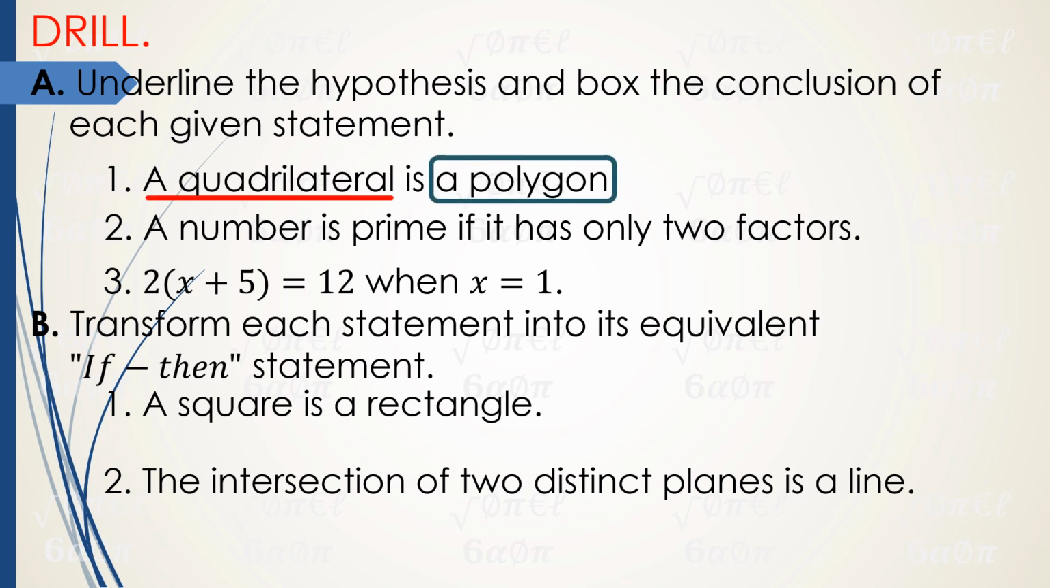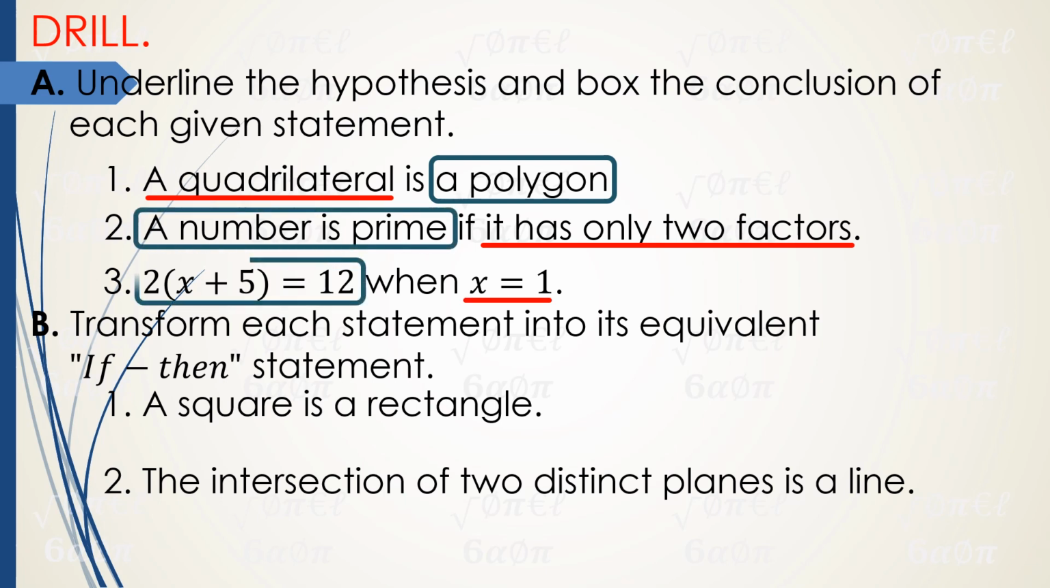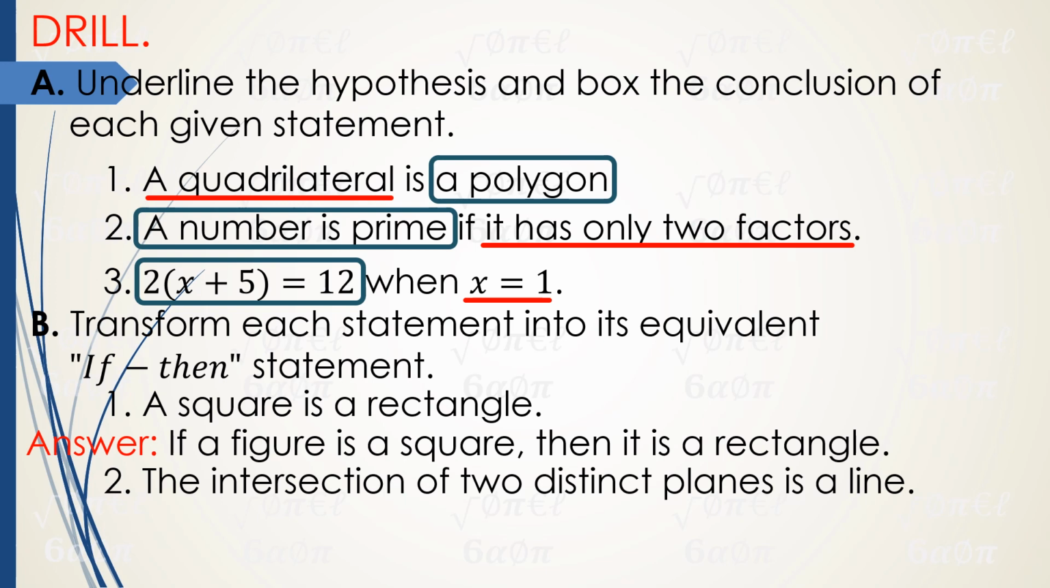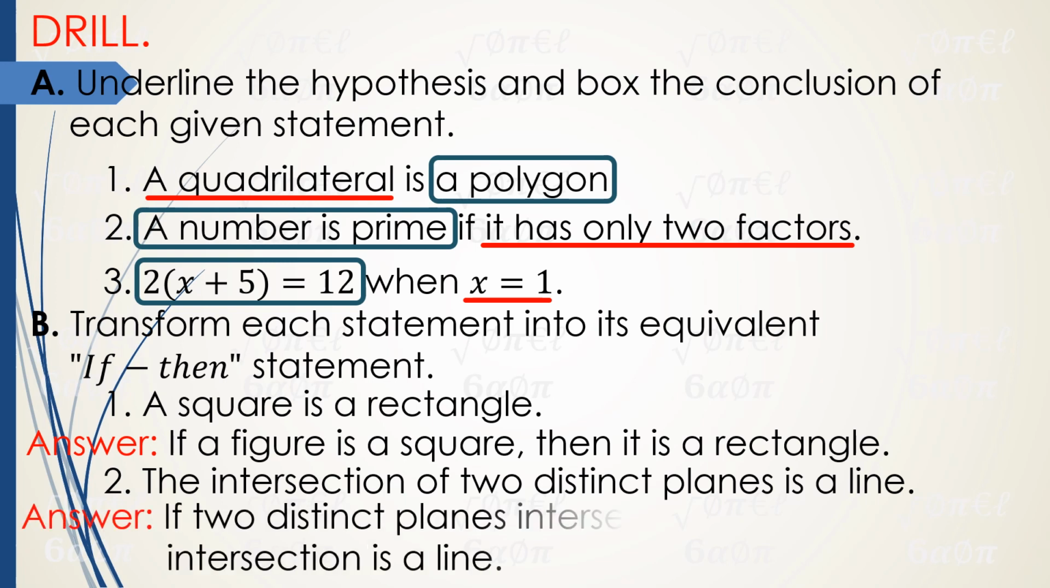Hypothesis and conclusion. Hypothesis, conclusion, hypothesis, and conclusion. For the if-then form, a square is a rectangle. So the correct answer is, if a figure is a square, then it is a rectangle. And for number 2, the intersection of two distinct planes is a line. The answer is, if two distinct planes intersect, then their intersection is a line.